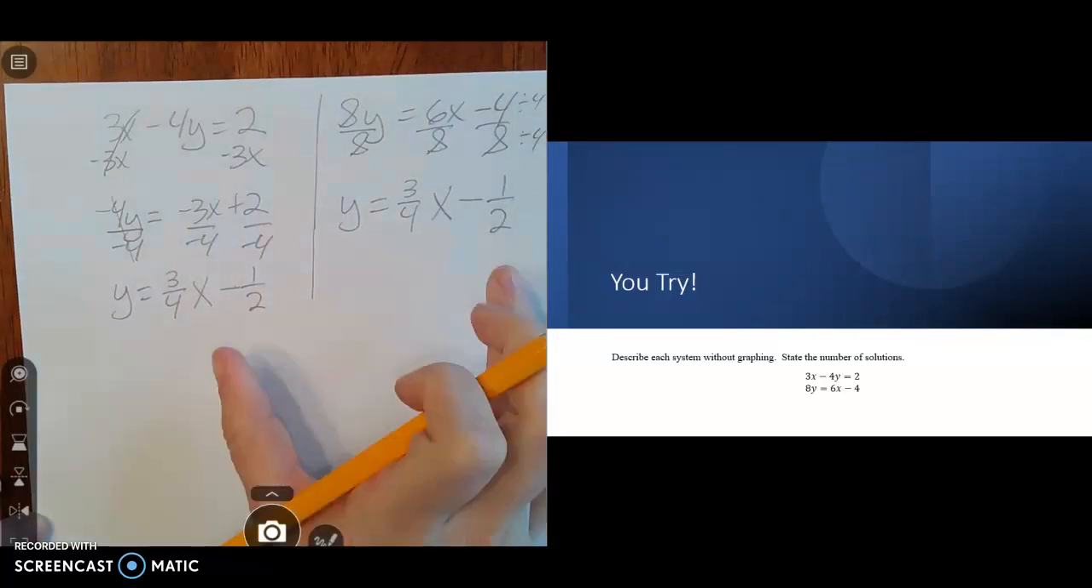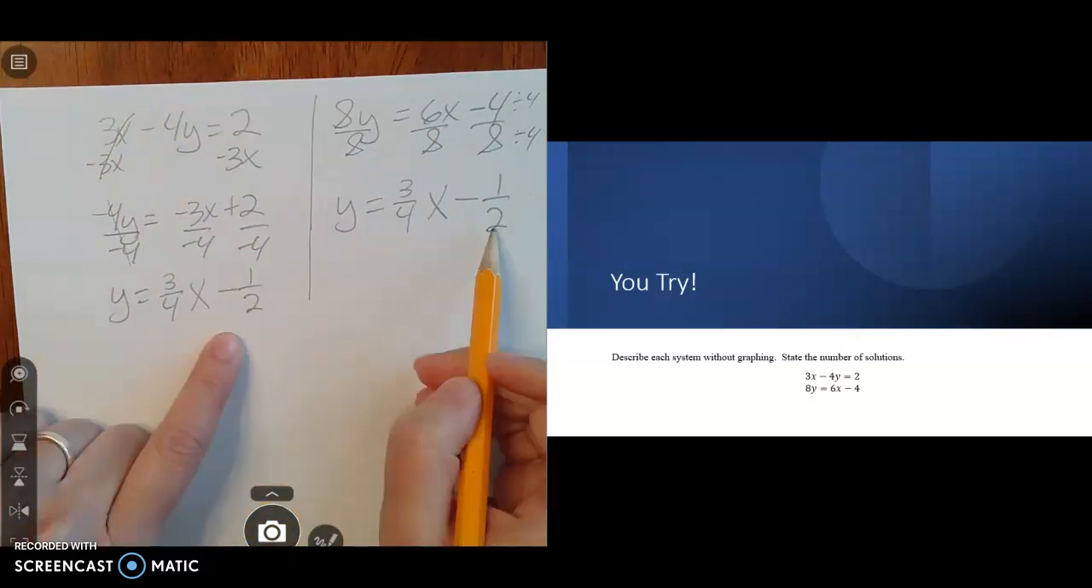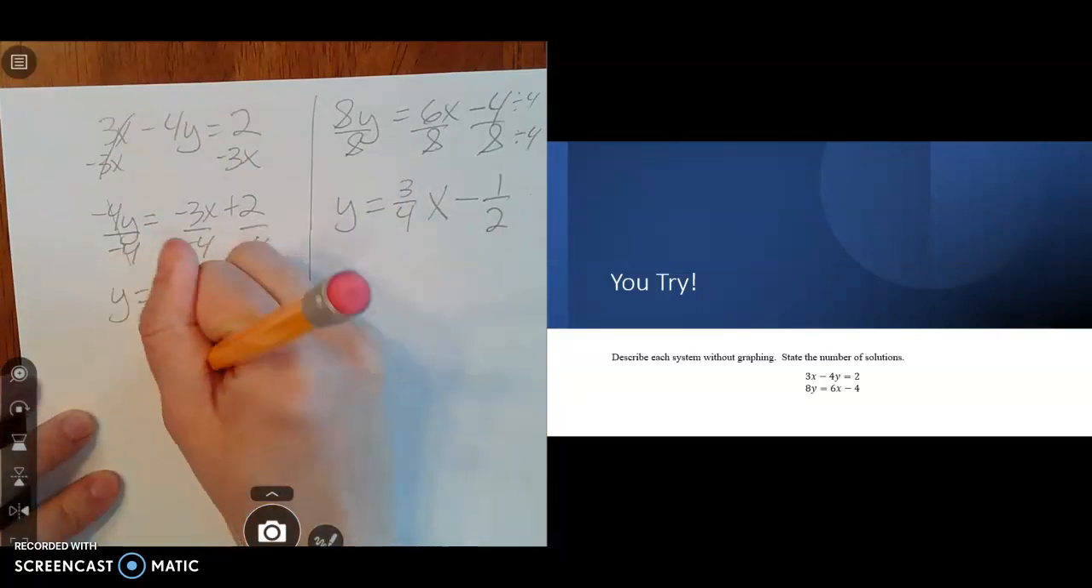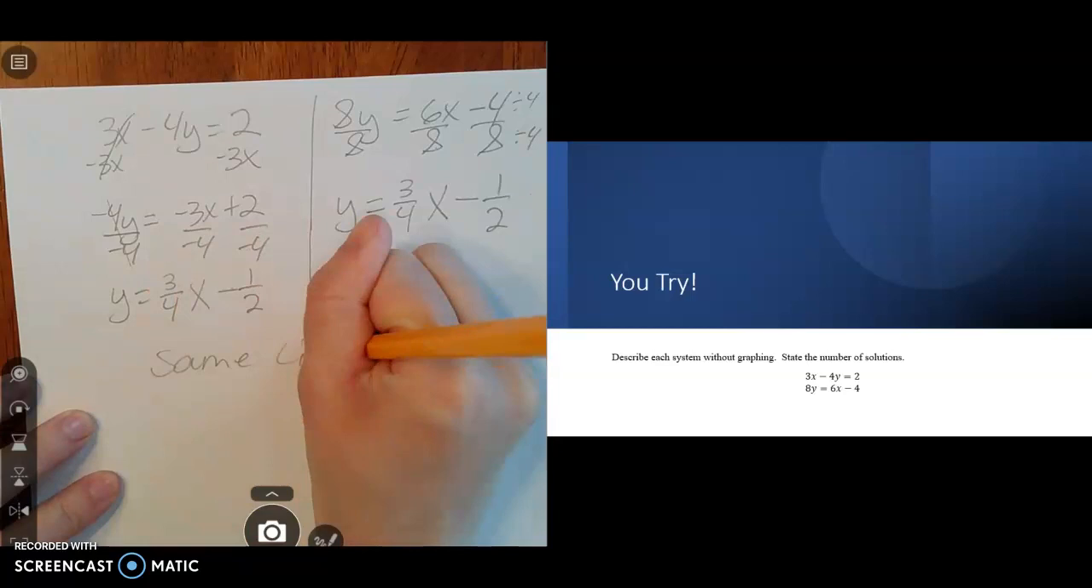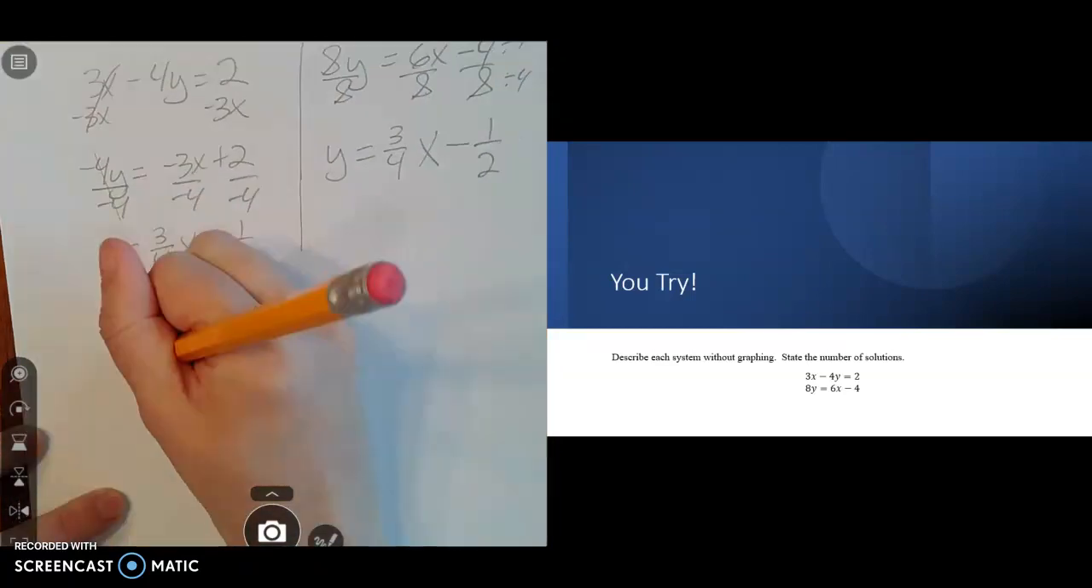So now that they're both in slope-intercept form, we can compare them, and I can see that they are identical once they're in slope-intercept form. So that means that these are the same line. When I ask, how many solutions are there? There are infinitely many solutions.